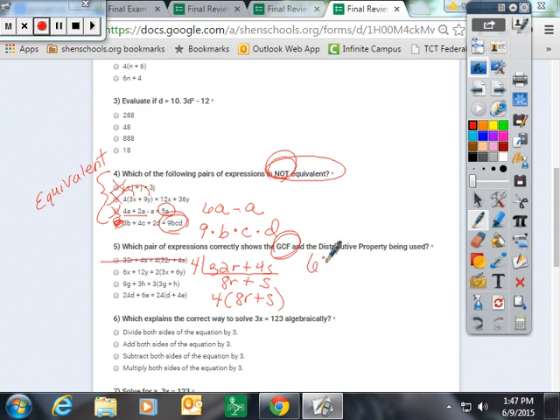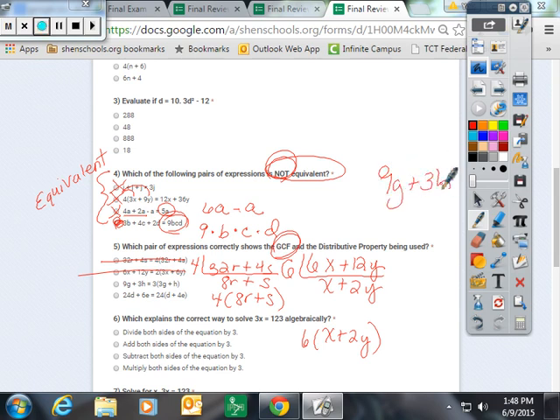The next one, 6x plus 12y. If I factor out the GCF correctly, these are both divisible by 6. So it would be 6 parentheses x plus 2y. Is that what I have on the other side? No. Okay, next one. 9g plus 3h. I'm going to divide both of these by a common factor of 3, and I'm going to be left with 3g plus h, because 3 divided by 3 is just 1. Okay, so to write this, it's 3 parentheses 3g plus h, and that one is the correct answer.